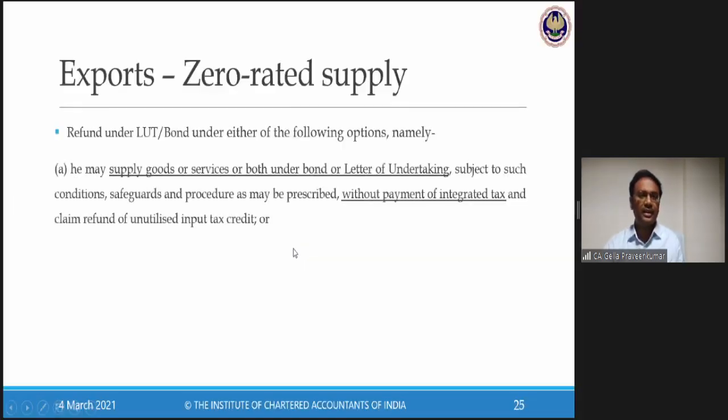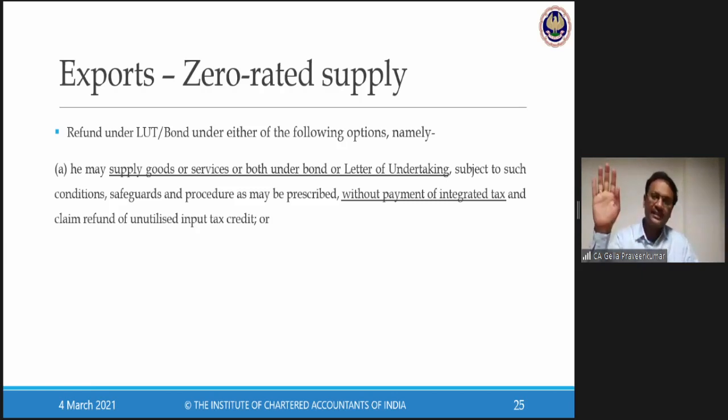Next. When I'm doing this particular zero rated supply, they have given reference to LUT or bond, either of the following options. Refund under LUT or bond. What do they say? The supplier may supply the goods or services or both under LUT or bond, subject to such conditions, safeguards and procedures as may be prescribed, without payment of IGST. So when I'm making a zero rated supply, exports out of India, or supplies to SEZ, I have been given an option not to pay IGST.